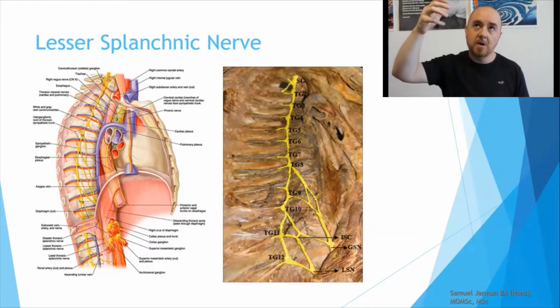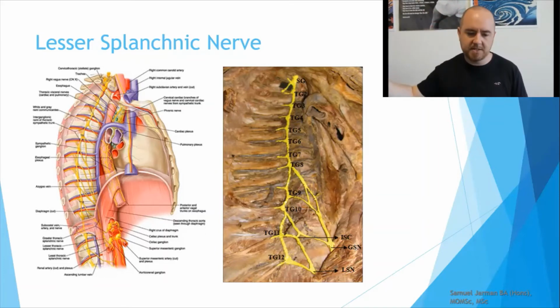So those are postganglionic fibers from the thoracic ganglia, or from the sympathetic chain ganglia. But then when they hit the next ganglia after the lesser splanchnic nerve, those are preganglionic to the next ganglia, and then the fibers from there are going to be postganglionic, and they follow the superior mesenteric artery.